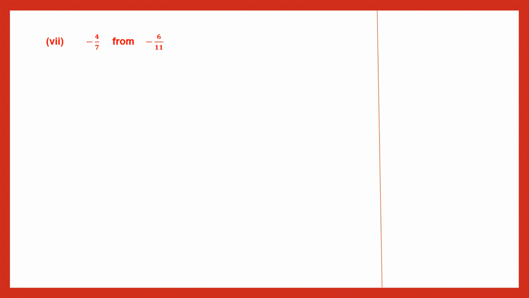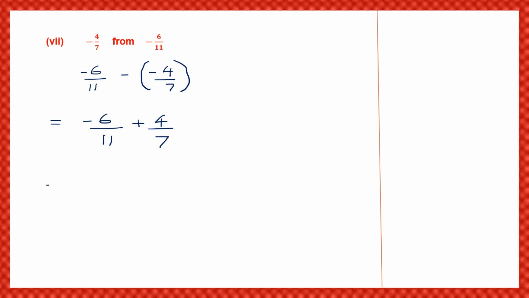Question 7. Subtract minus 4 by 7 from minus 6 by 11. So let's write minus 6 by 11 first. Then we write minus. And since we already have one more minus sign, I'm putting the brackets. Minus 4 by 7. So here we have to continue with this now, minus 6 by 11 first. Now let's look at the sign before the bracket. It's minus. So when you remove the brackets, change the sign. This will become plus. So plus 4 by 7.